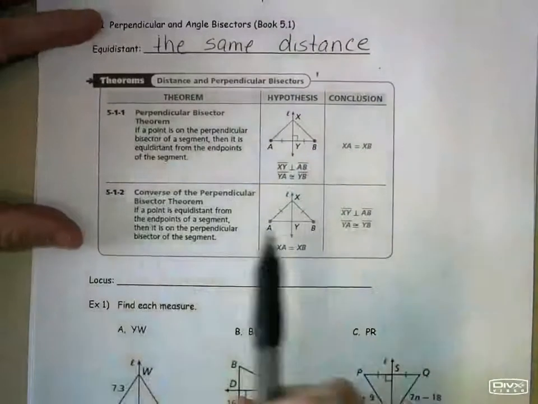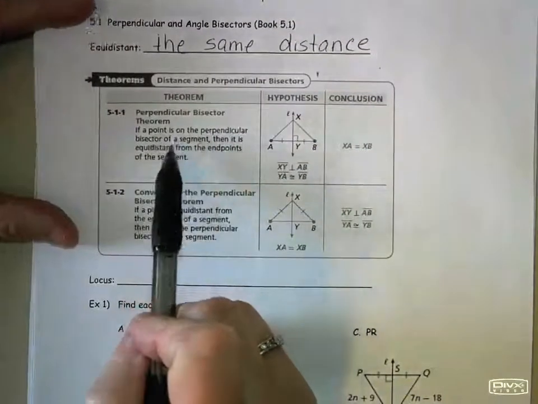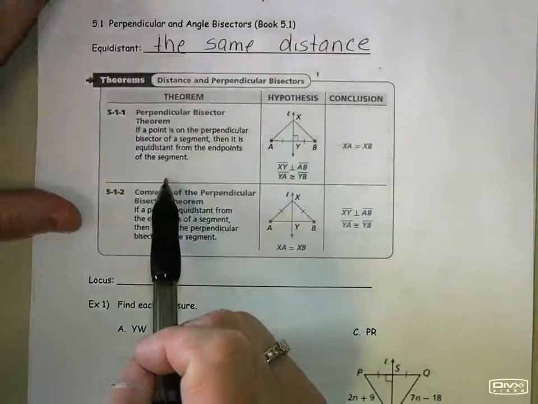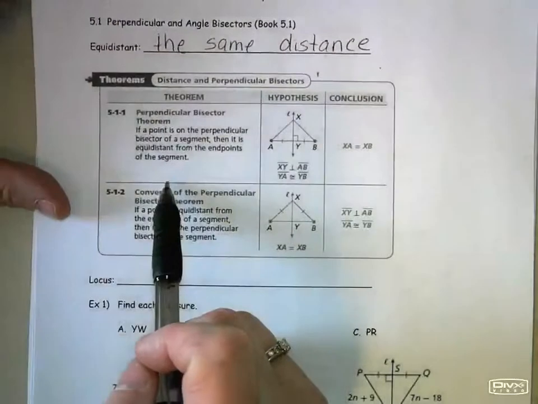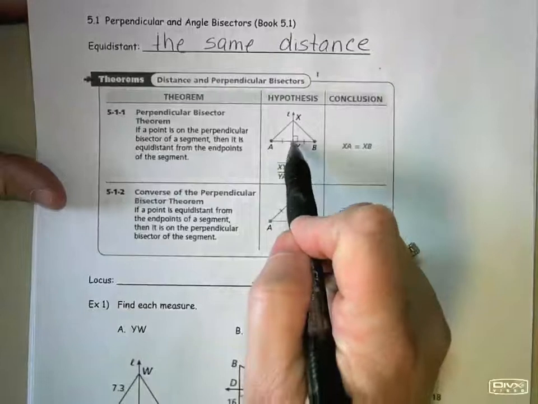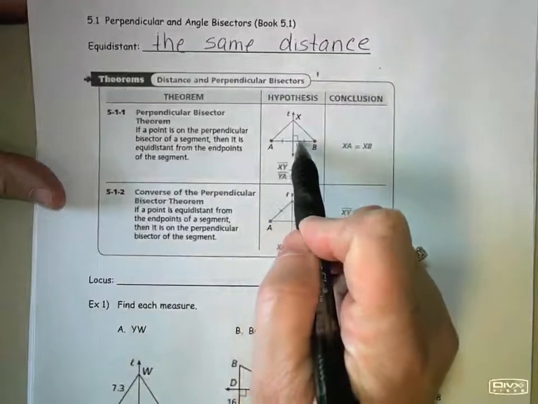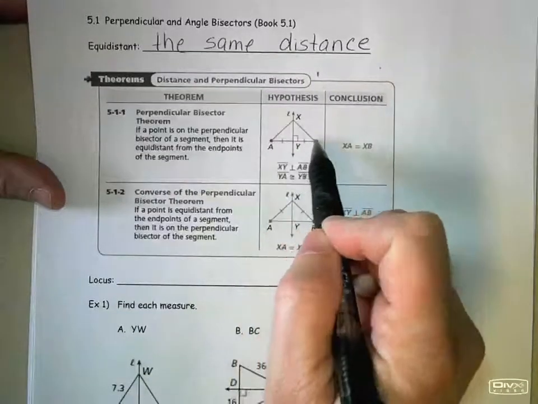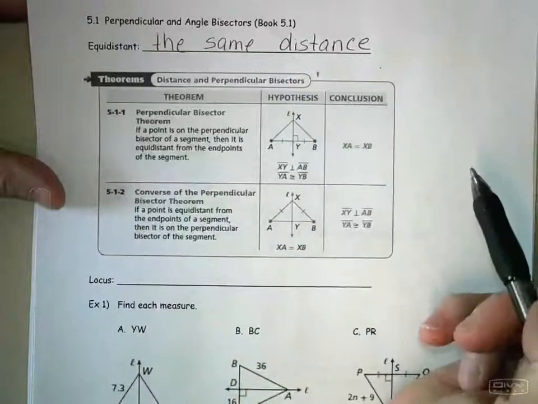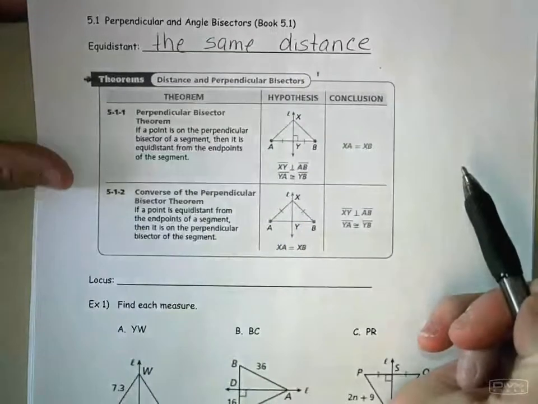Perpendicular bisector theorem. If a point is on the perpendicular bisector of a segment, then it is equidistant from the endpoints of that segment. So you'll notice right here, this point is on the perpendicular bisector. Then that means that XA is congruent to XB.